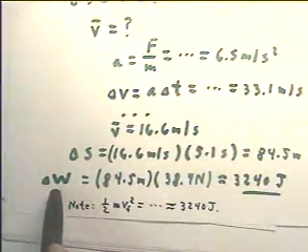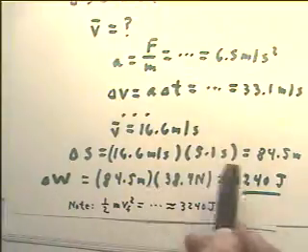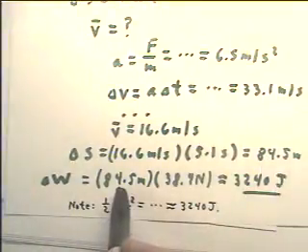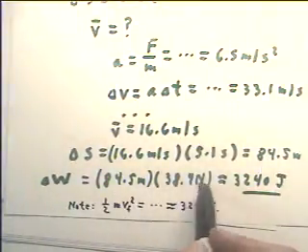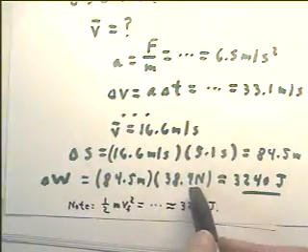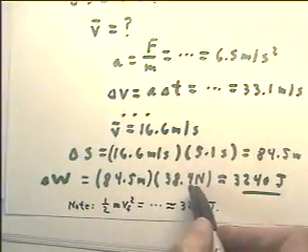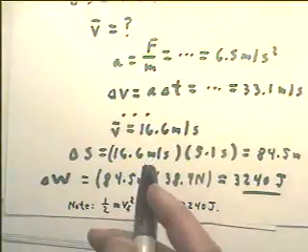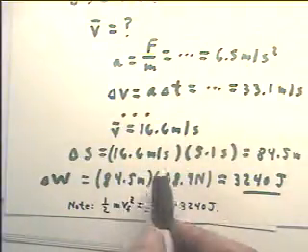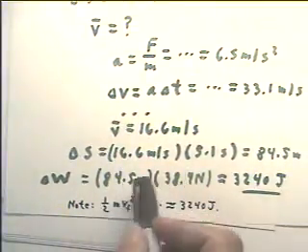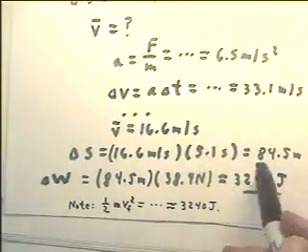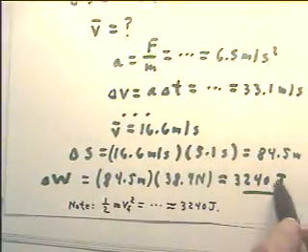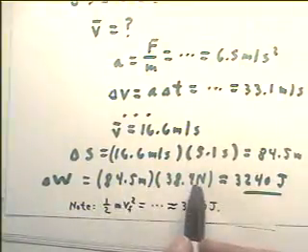And then we calculate our work. Also a straightforward calculation now that we know our displacement. Multiply our displacement by our 38.4 newton force. Note I've rounded to 3 significant figures here. Actually, I should have rounded to 2 because the least number of significant figures we have is 2. In any case, we get about 3,240 joules for the work.